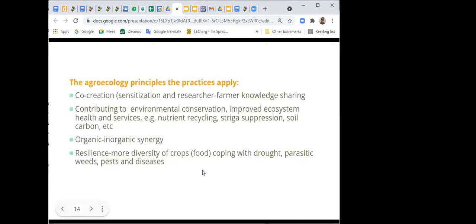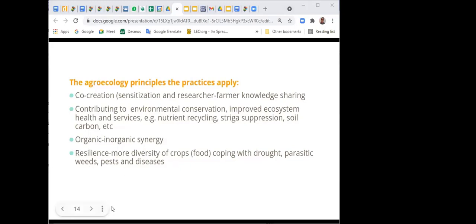So we're just looking at some of the agroecological principles that we apply with these practices. The first thing I can talk about is that sensitization and capacity building is leading to co-creation. That is a very important aspect in terms of getting farmers to learn how to do research with researchers and learn how to solve some of their problems. So that is a very important principle.